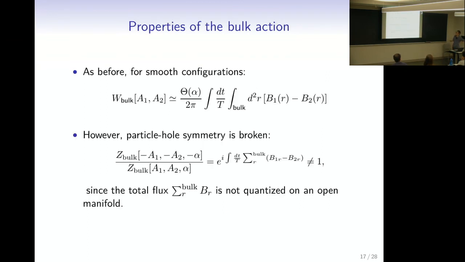Okay. So for the bulk part, as for the smooth configuration, the computation is basically just the same. For example, for the smooth configuration, I get this same form, except now the integral is over an open spatial manifold. Then let's check the particle-hole symmetry, but then it turns out it's broken. If I compare this ratio, it is not 1 anymore, because what is sitting in the exponential is the sum of fluxes over the whole spatial manifold, but now it's open, so it's not quantized. So particle-hole symmetry is broken.